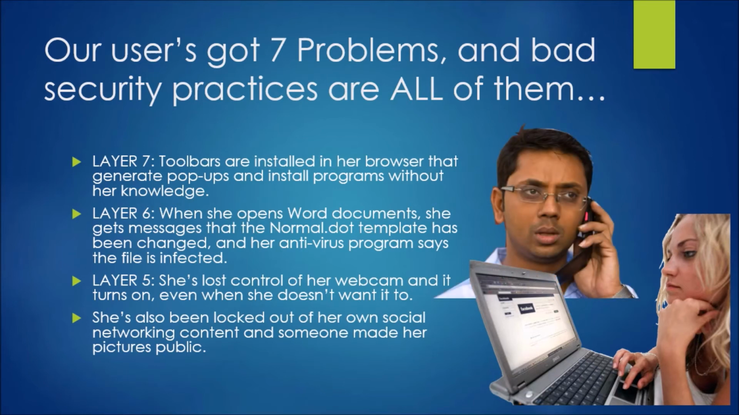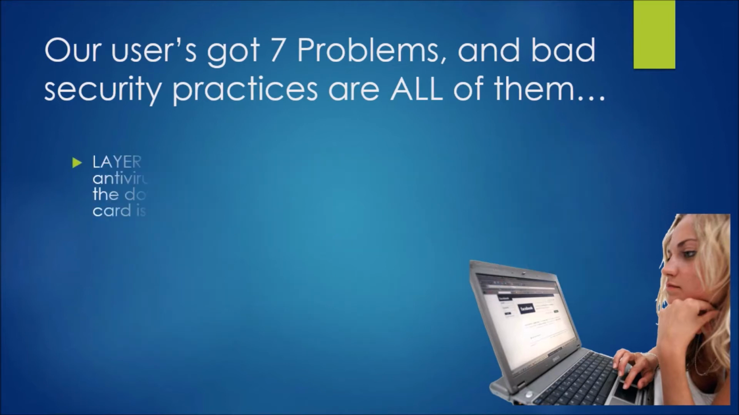This is the point at which she calls a friend of hers that's familiar with technology. The most common advice that somebody who knows how to use a machine will give is that they need to update their antivirus program. They'll suggest they go with a different antivirus program, or that they need to remove offending programs by using the add and remove programs in the control panel. Unfortunately for her, her problems are much more severe than what the average person thinks to do.